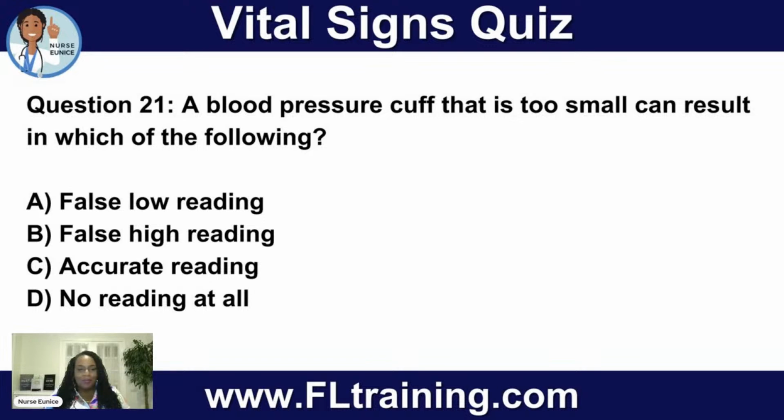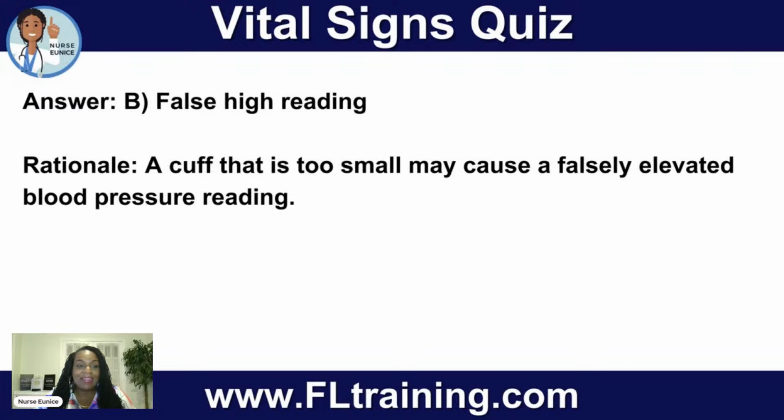Now you put that little old cuff on because you were being lazy on Mr. Bobby, and Mr. Bobby is 400 pounds, and you got the regular size cuff. The cuff is too small. The cuff should take up about a third of the arm. So if the cuff is only taking up half of the upper arm, I need for you to go get a different cuff. Otherwise, the correct response, yes, everybody, is going to be B. You're going to have a false high reading. That's if it stays on the arm, because sometimes it just pops off because it was too small. So a cuff that is too small may cause a falsely elevated blood pressure reading.